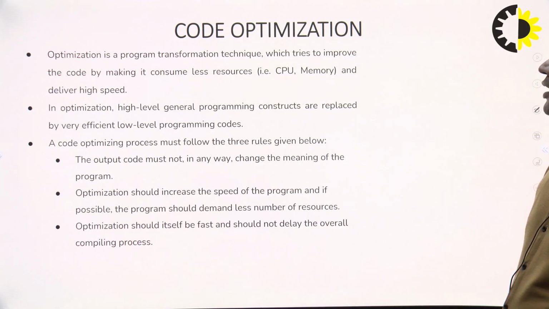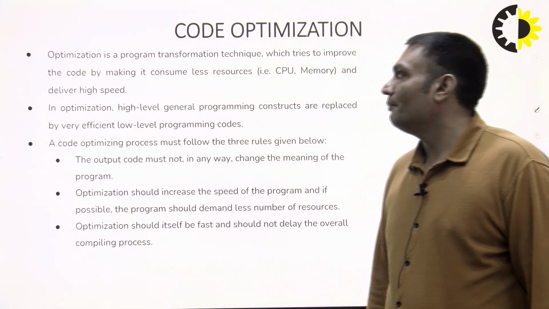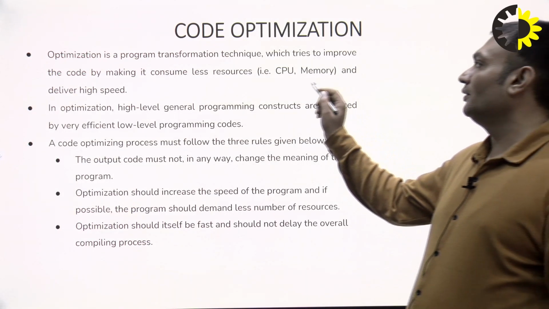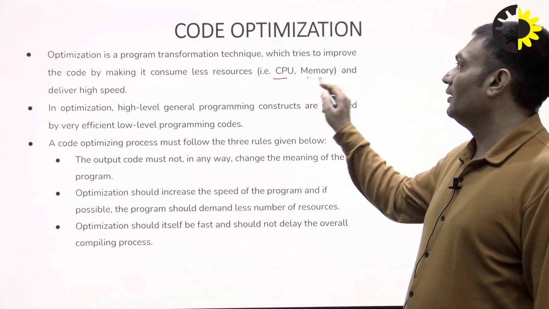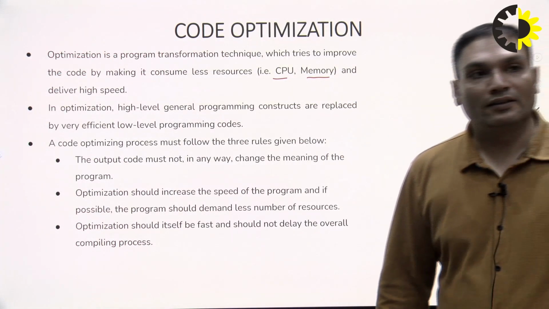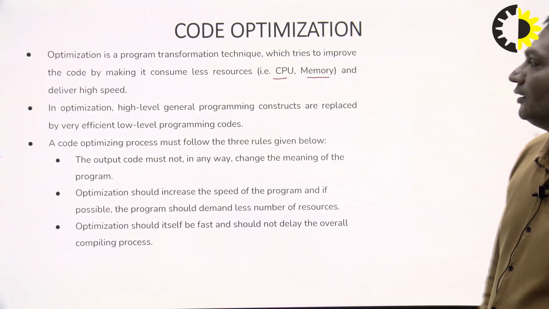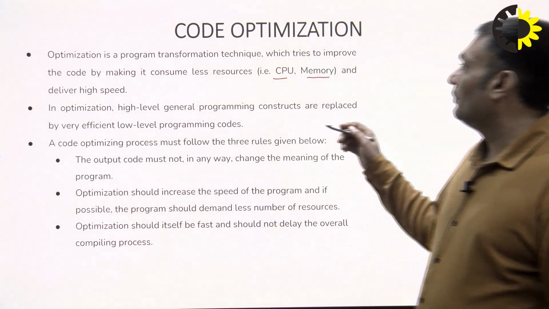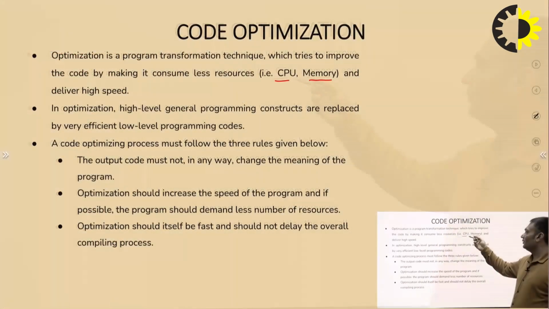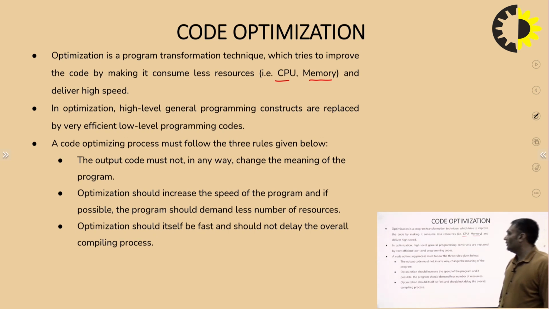Optimization is a program transformation technique that tries to improve the code by making it consume fewer resources in terms of CPU or memory, just to deliver high speed. So code optimization is the process of improving the code by using fewer resources in terms of CPU or memory, just to deliver high speed. In optimization, high level general programming constructs are replaced with very low level and efficient program constructs.